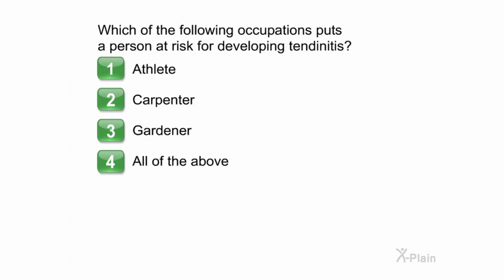Which of the following occupations puts a person at risk for developing tendinitis? Choose one of the following options. 1. Athlete. 2. Carpenter. 3. Gardener. 4. All of the above.